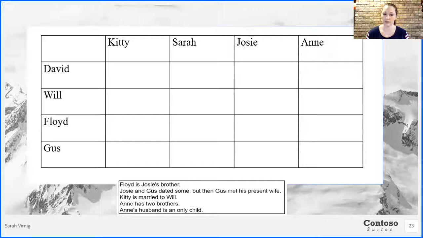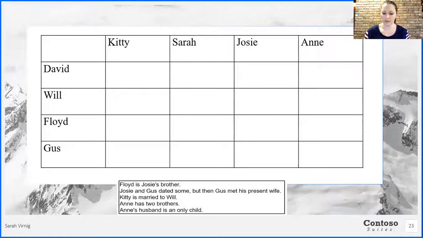Josie and Gus dated some, but then Gus met his present wife. Kitty is married to Will. Ann has 2 brothers. Ann's husband is an only child. So we can see, when we have information given to us and we're trying to figure out a problem like this, we want to first read through all the information that they give you before you start trying to figure anything out, because you could miss something if you just read the first line or 2 and then skip ahead.